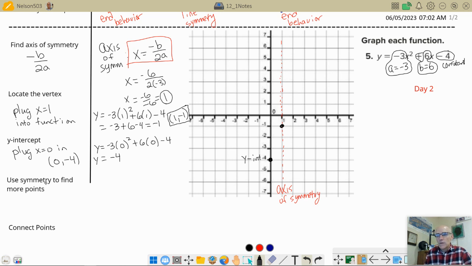Let's see. It says use symmetry to find more points. Well, guys, look. If our y-intercept is 1 over from our line of symmetry, there's got to be a matching point equal distance on the other side of our axis of symmetry. So put another point right there. We know that the point 2 comma negative 4 has to also be on our parabola.